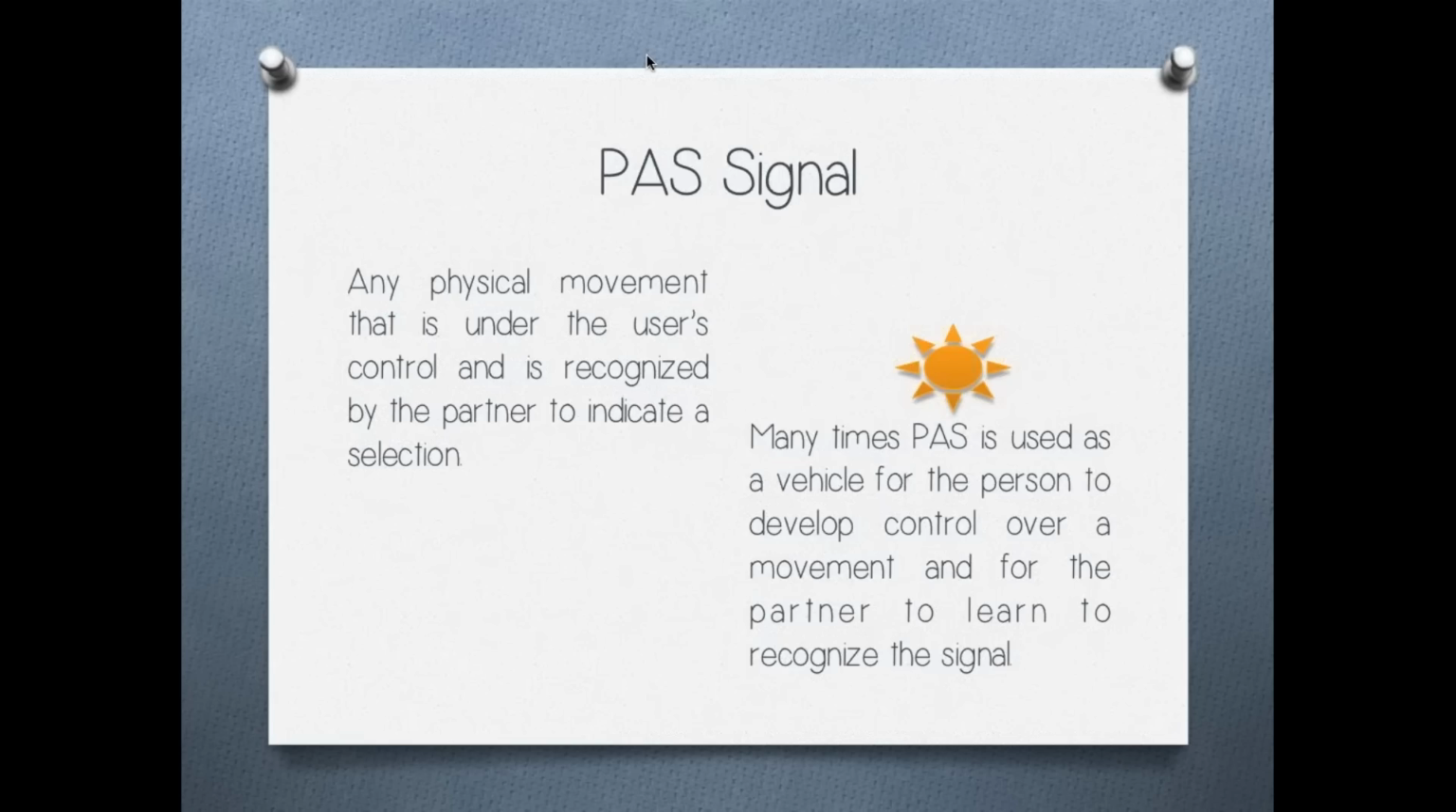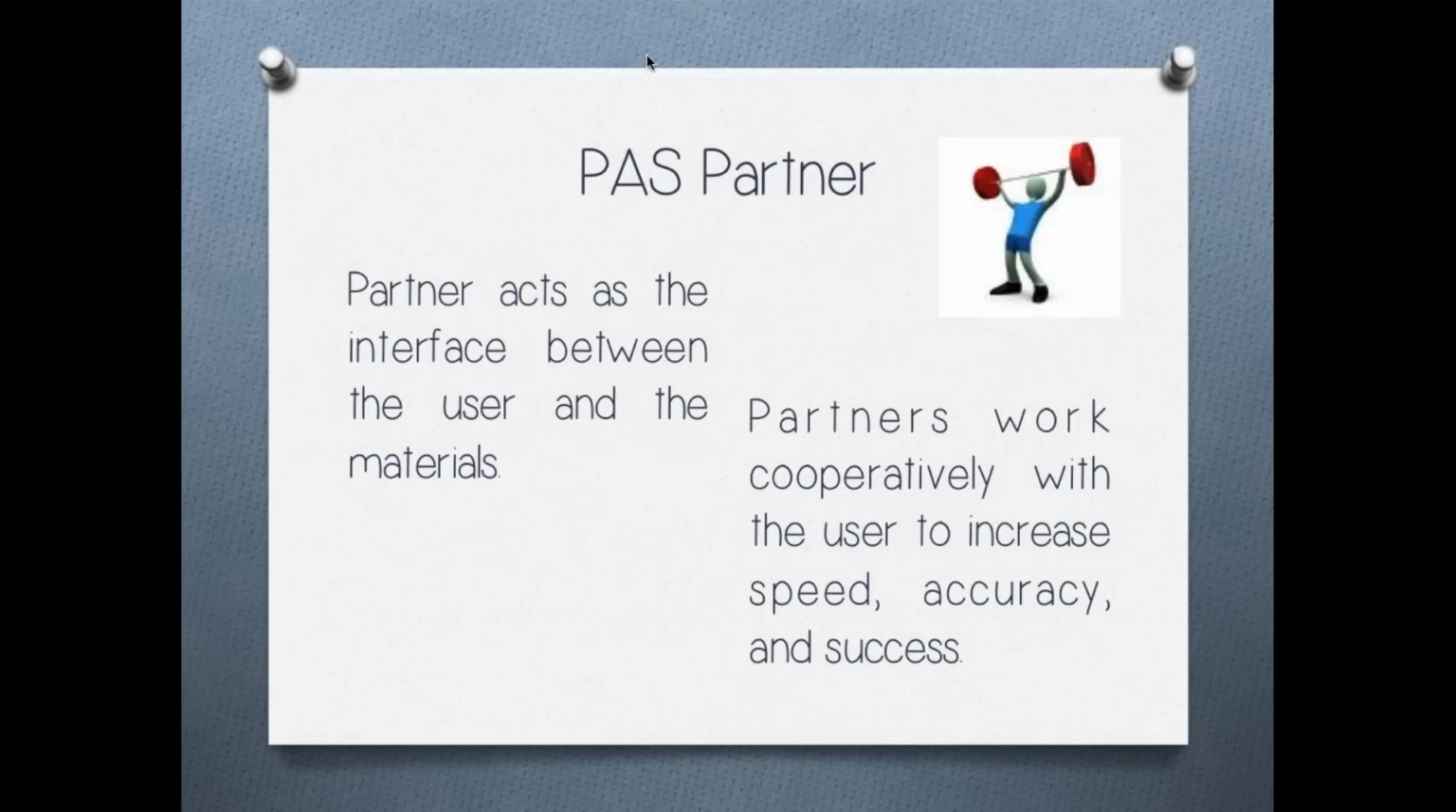This is kind of what Mary-Louise was just saying. Many times partner-assisted scanning is used as the vehicle for the person to develop control over that movement and for the partner to learn to recognize it. So even if you don't have that, that is not a reason to say, well, they can't do it. Many, many times that's what you're doing when you're starting off with partner-assisted scanning: learning each other, learning what that signal looks like, and learning to have physical control over that.